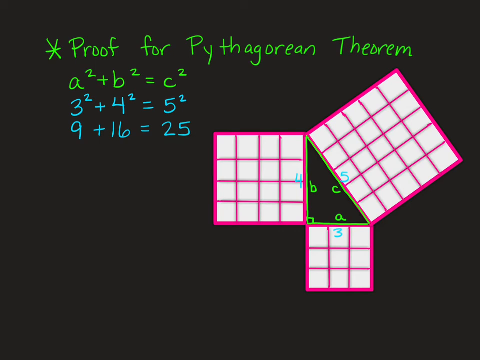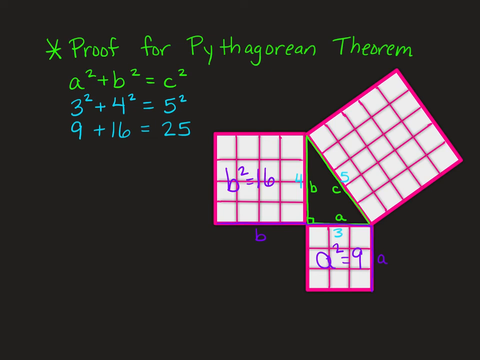So notice over here where I have a, that if I were to say a times a, I would get a squared, which is 9. And you see that there's 9 units that represent a squared. Over here at this square that has the side b, if I were to say that side b times b, I would get b squared. And notice there are 16 little squares, or 16 units represented there, which is 4 times 4, which is 16.